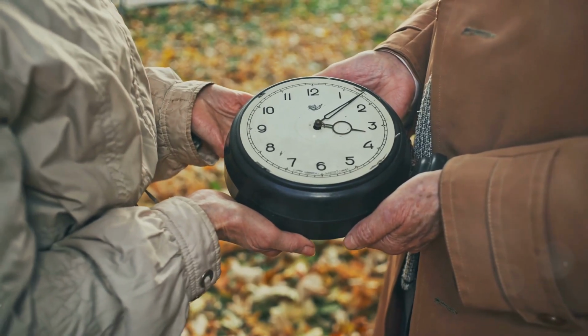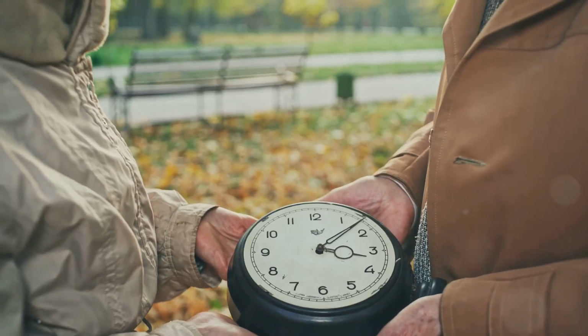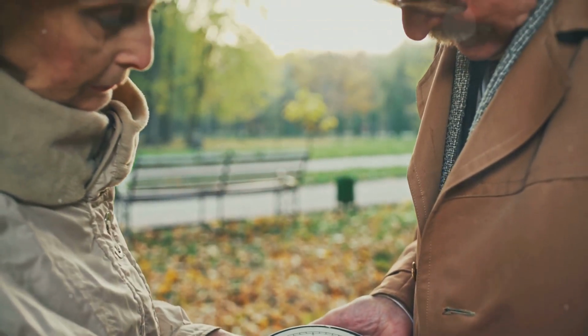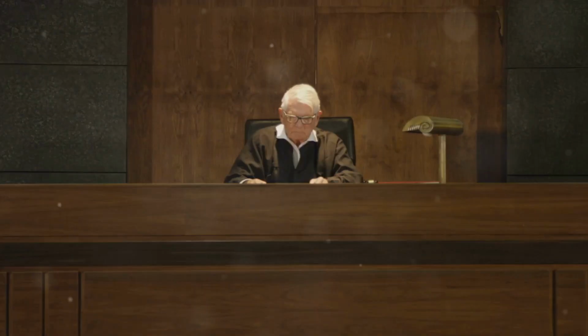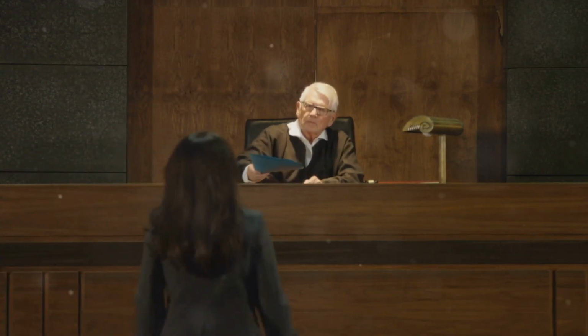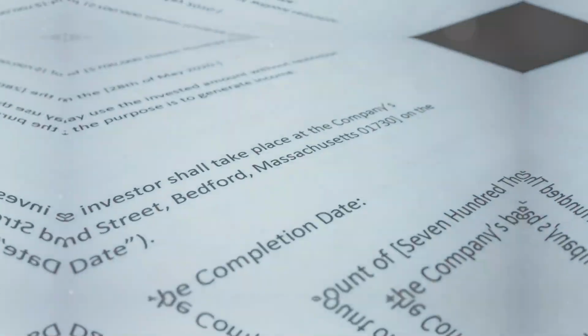3. Waiting period. There is a mandatory waiting period of at least 6 weeks between the decree nisi and the decree absolute. During this time, financial matters and arrangements for children are typically finalized. 4. Applying for decree absolute. After the waiting period, either spouse can apply for the decree absolute. This application officially ends the marriage.